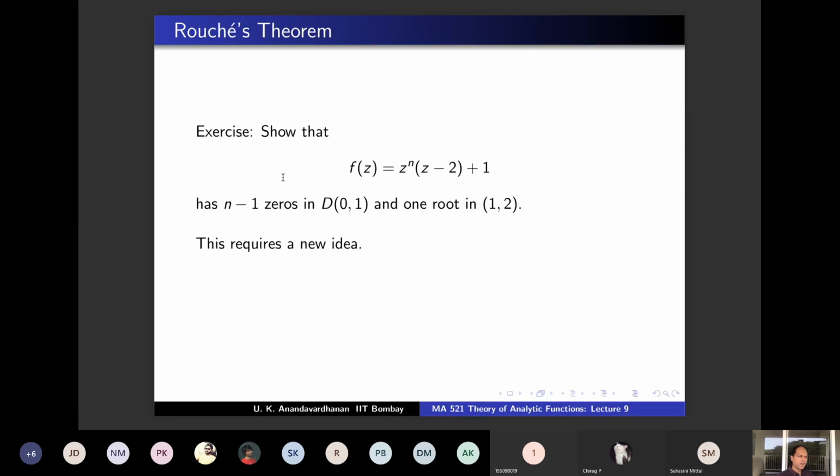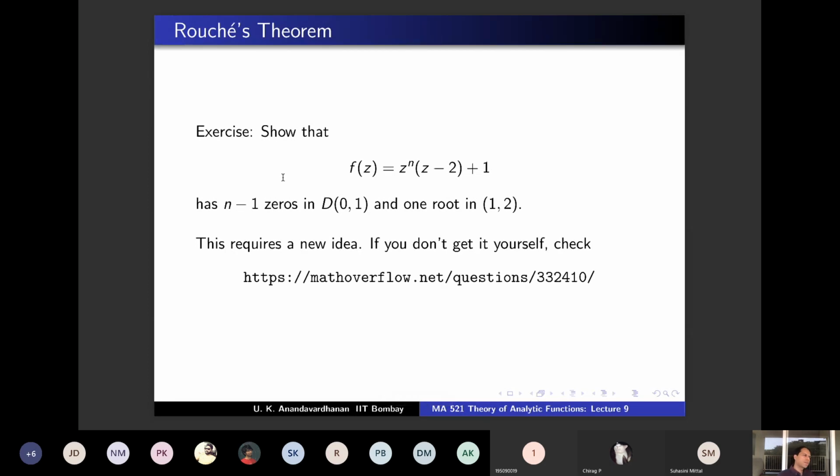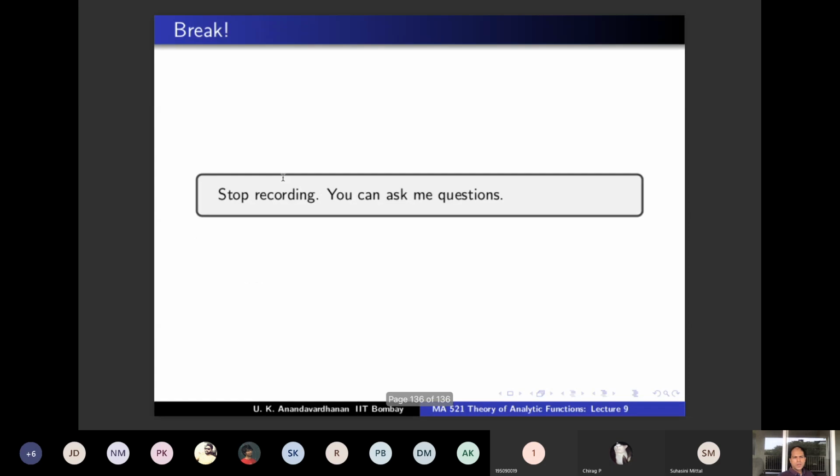So you try it yourself. If you don't get it after spending enough time, here is a reference. There's a beautiful answer here, which requires a new idea. It is the Residue theorem, but with a new input. So check that out. We will stop here and have the discussion session for some time.